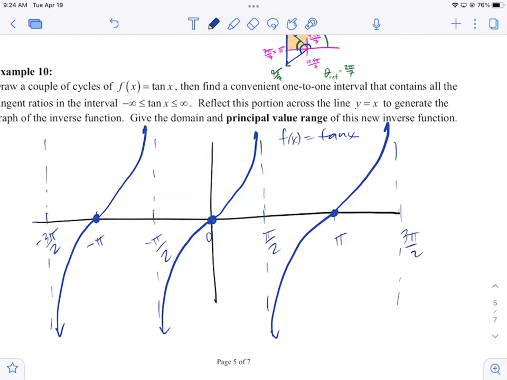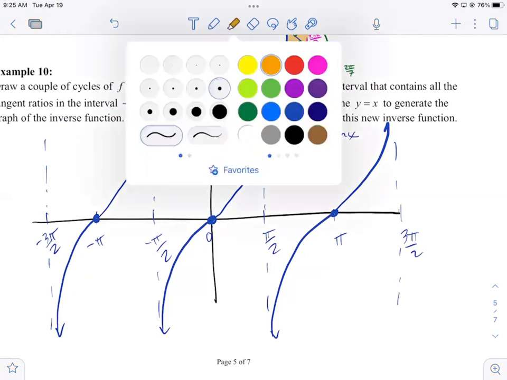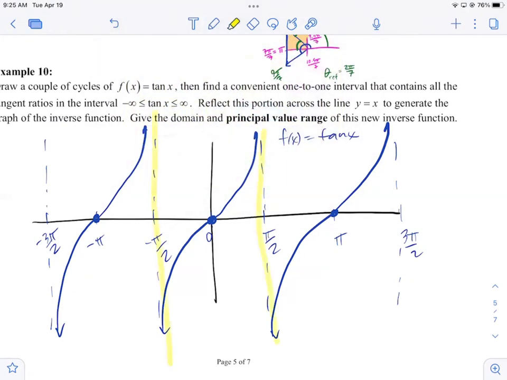No. So if we want to talk about the graph of inverse tangent, we want to restrict it to a 1 to 1 interval that's convenient near the origin, passes the horizontal line test, and includes all of the tangent ratios from negative infinity to infinity. What interval then would work the best, most favorably? Negative pi halves to positive pi halves. Yeah, very good. Much like sine, it's an odd function. And because it's an odd function, it has origin symmetry.